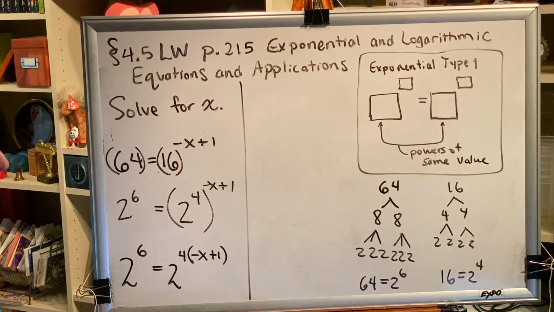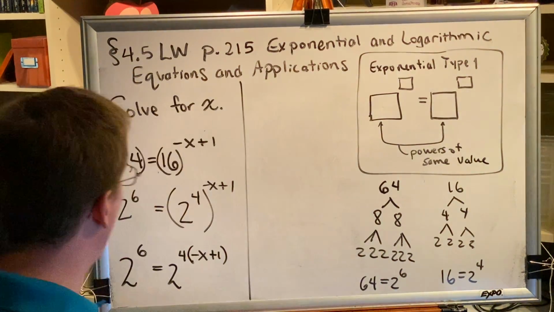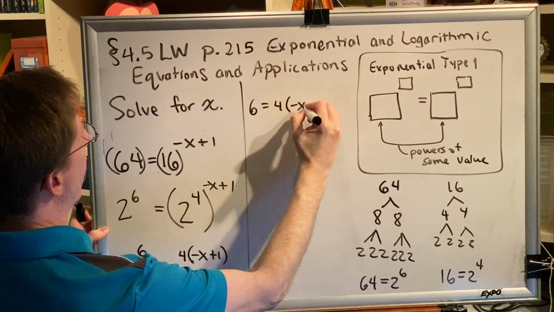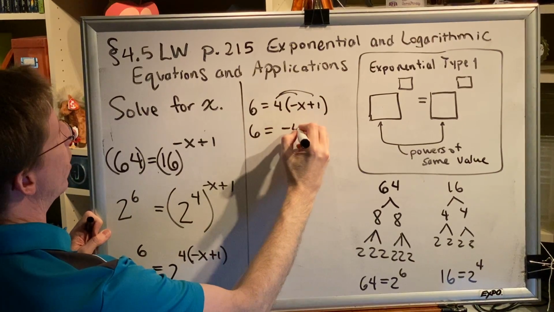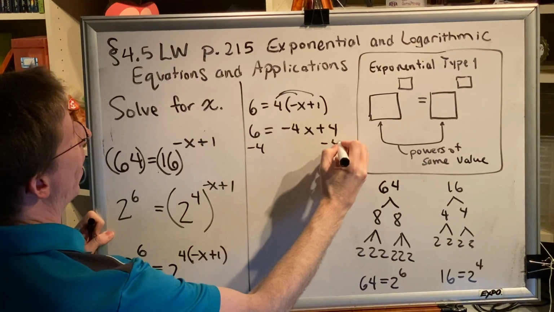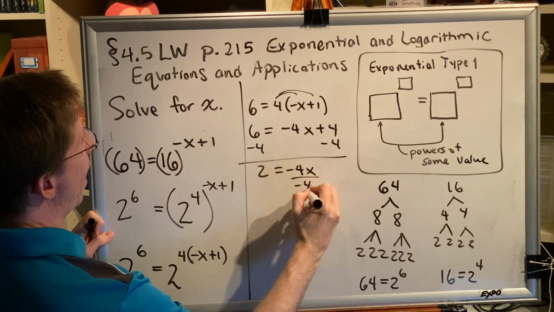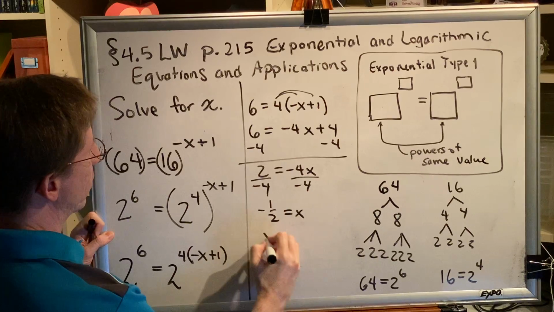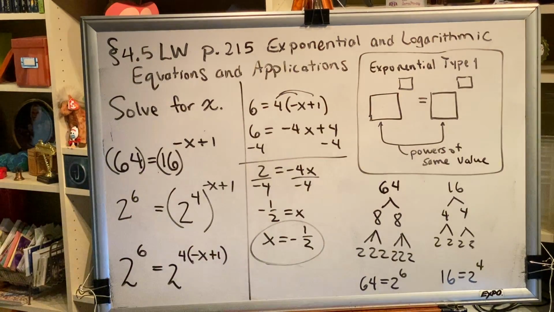Notice that the bases now match. Once you get the bases to match, set the exponents equal to each other. So we have 6 equals 4 times negative x plus 1. Distribute the 4. 6 equals negative 4x plus 4. Subtract 4 on both sides. 2 equals negative 4x. Divide by negative 4 on both sides. Negative 1/2 equals x. X equals negative 1/2. And there's our final answer.